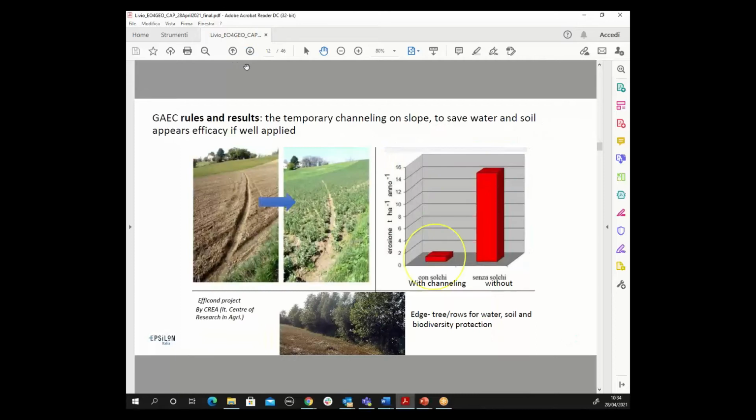That is a study that demonstrated the efficacy of this system. Look at the channeling, and after the rain, the temporary channeling was full of soil. This is an experiment, and in some bad situations, using the channeling or not makes a ratio of 10 times in soil preservation. So that is another very important point, because, as you know, soil is not reconstructable. 1 meter of soil, you can lose in 1,000 years or more.